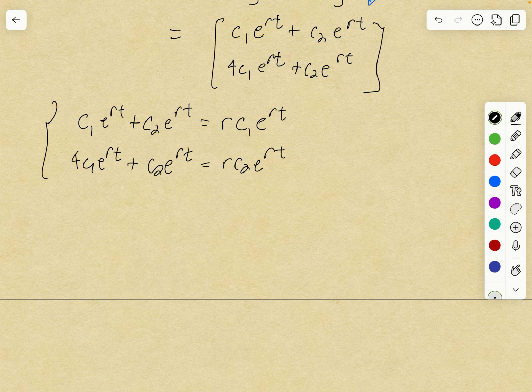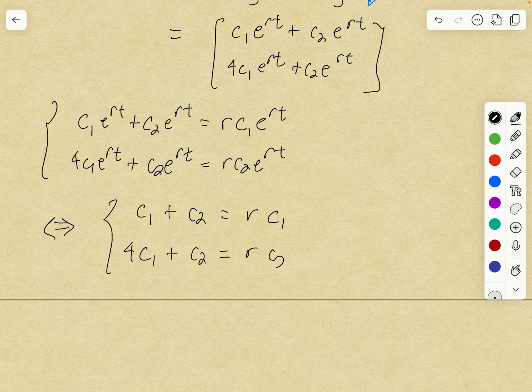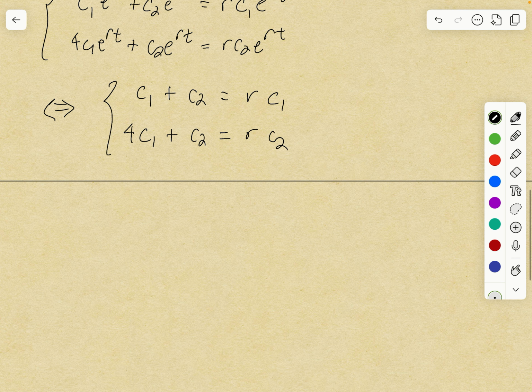What's nice is that I can divide both sides by e to the rt for each of the equations. This is equivalent to solving c1 plus c2 equals rc1, 4c1 plus c2 equals rc2. Look, we just got a system of equations. Now we subtract and get the variables over on one side. So we get c1 minus rc1, and I'm going to factor out the c1.